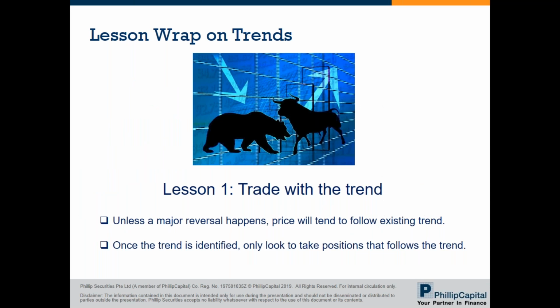So that's the lesson on trends. I've covered two ways that you can identify the larger trend, by using different tools such as EMAs and a trend line. The lesson is that unless a major reversal happens, prices tend to follow the trend. Whether it's an uptrend or a downtrend, it tends to stick to the same trend until something happens before the trend reverses. And once the trend is identified, you should look to take only positions that follow the current trend.